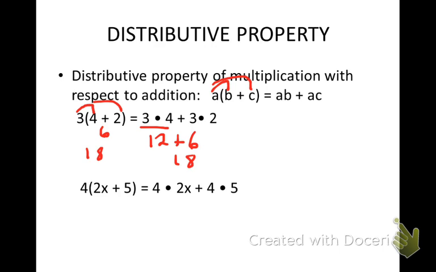Sometimes we won't be able to do it both ways, because we'll have variables like in this example. So 4 times 2x, and then 4 times 5. 4 times 2x is 8x, 4 times 5 is 20. We cannot combine these two because they're not like terms, which we're really going to talk about later, and you should already know what like terms means, but we'll review that here in just a minute.